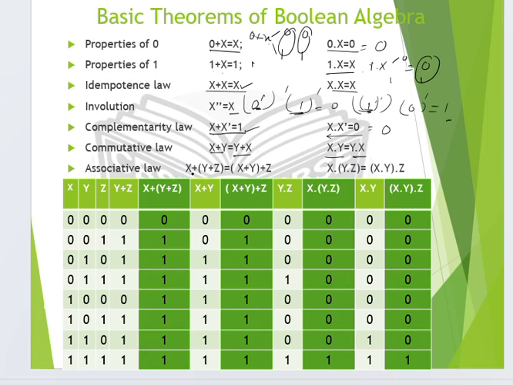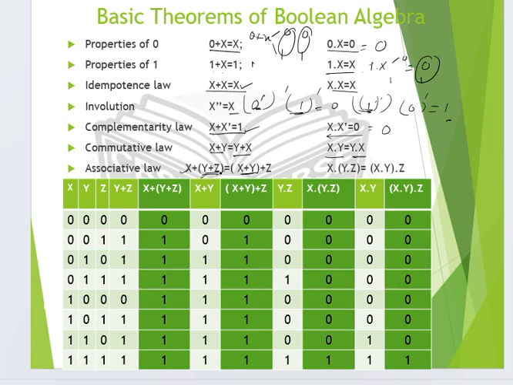Now let's come to the associative law. If you are doing OR of these two first, or OR of these two first, and then doing the third element as an OR, you are going to get the same answer. Let's do it using a truth table.